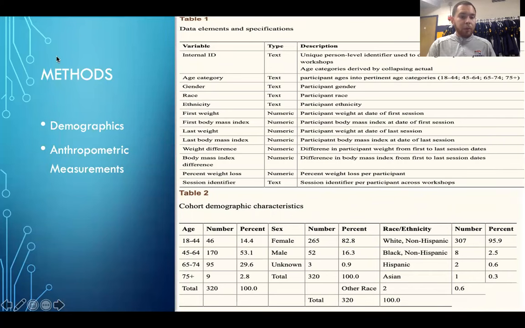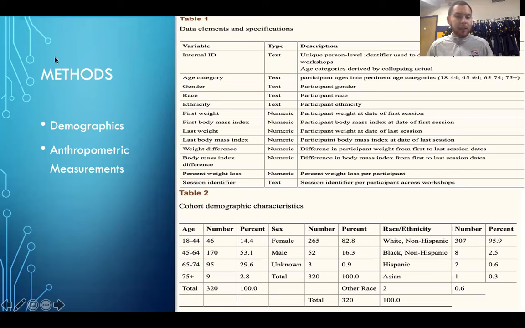So for the methods, they looked at demographics and anthropometric measurements. In table 1, you can see a table of what they were looking at. They gave everybody an ID. They calculated age, gender, race, ethnicity, their first weight, which is important because they're going to check their first weight and their last weight, because weight is kind of an indicator of, if you lose weight, you can help manage your diabetes better.